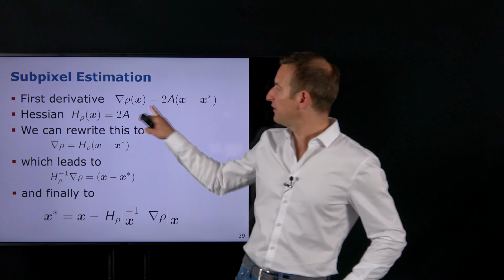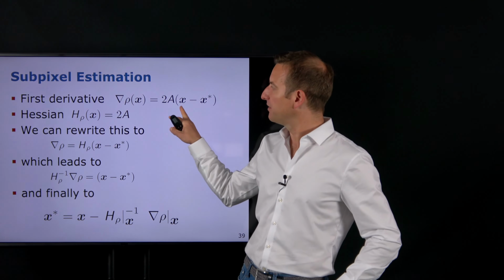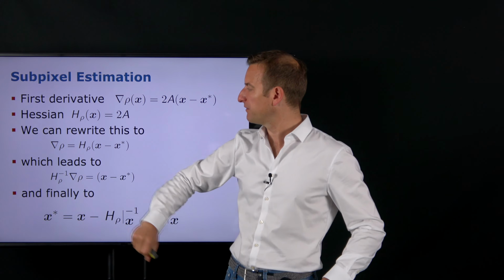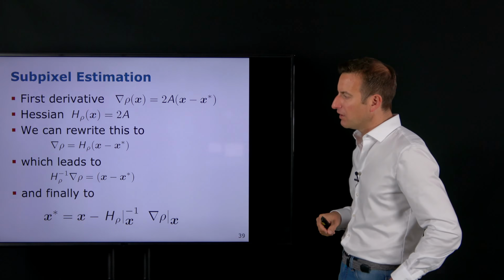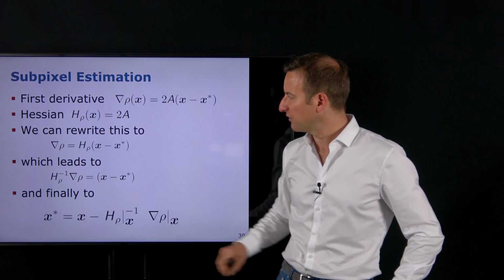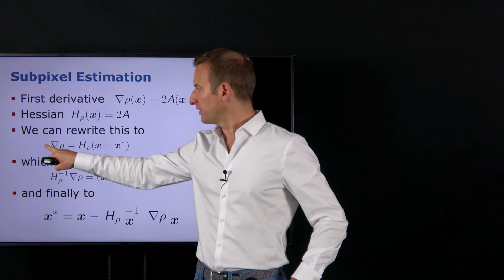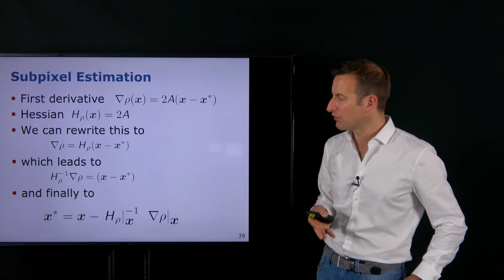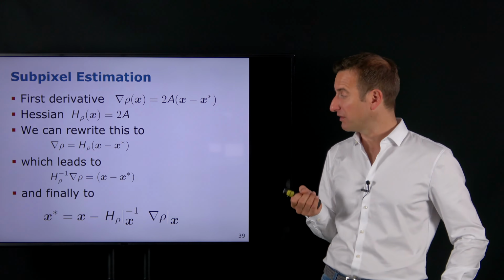So if we just replace the 2a by my Hessian, then this function turns into the gradient, the first derivative of my function rho, equals the Hessian times x minus x star. So what I can do is compute the inverse of the Hessian from the left-hand side, so the Hessian inverse moves over here. This becomes the identity. So I have this term which remains, H inverse times the gradient equals x minus x star. And x star is the thing that I want to determine.